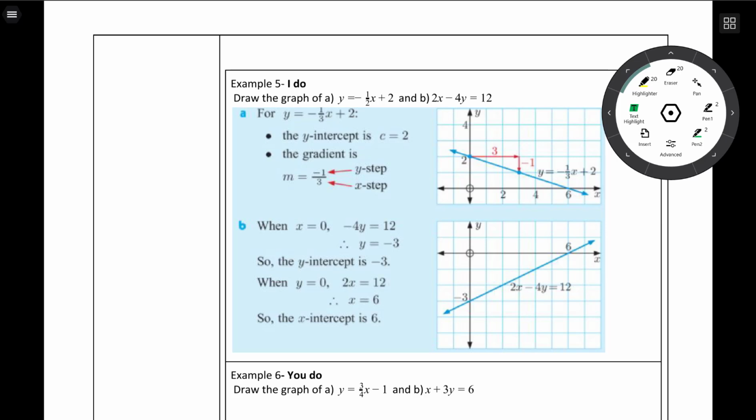Well, first of all, let's think about what each of these graphs is. This one, what form is that in? That is in gradient intercept form. I know how to do that, right? All we do is plot that point and then make our steps by the slope. So that's easy. I don't need to focus on that one. But let's look at this one, general form. Let's focus on this guy right here.